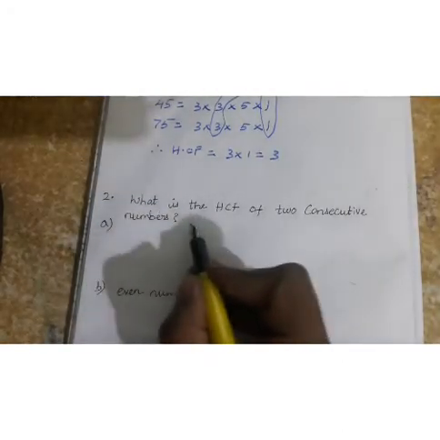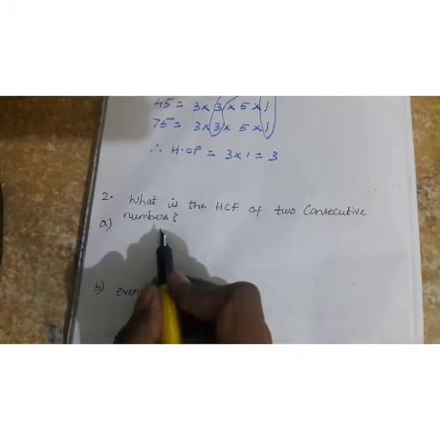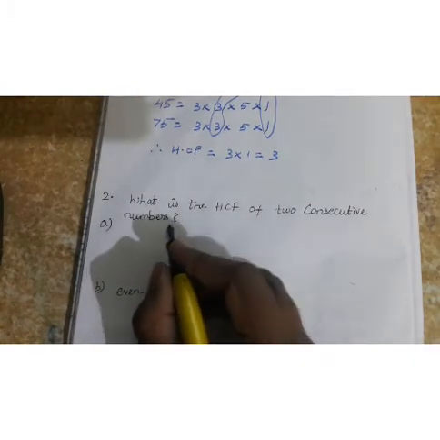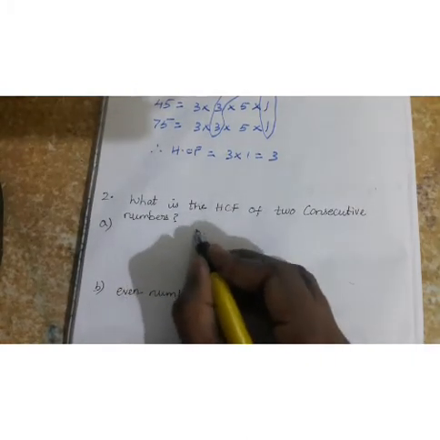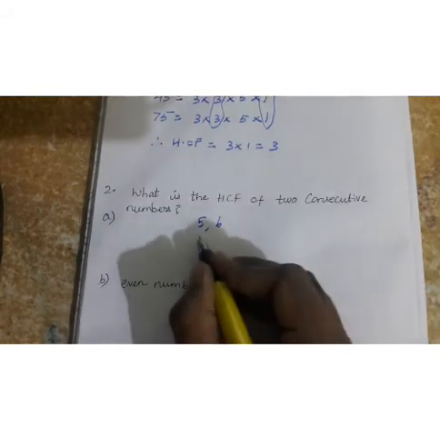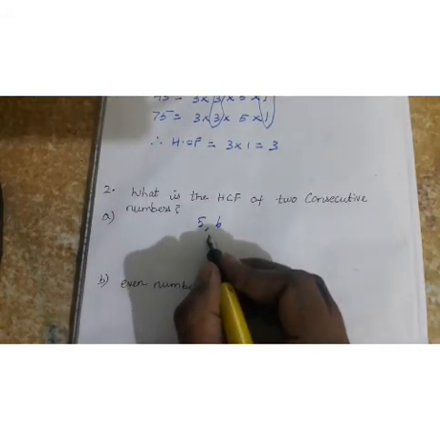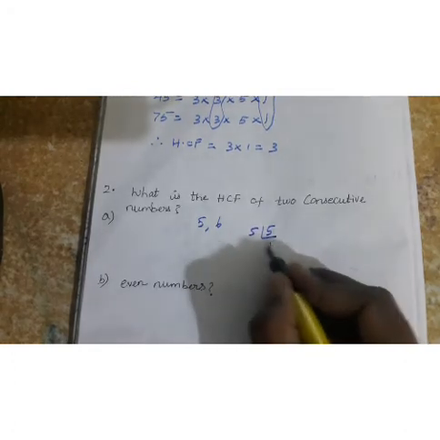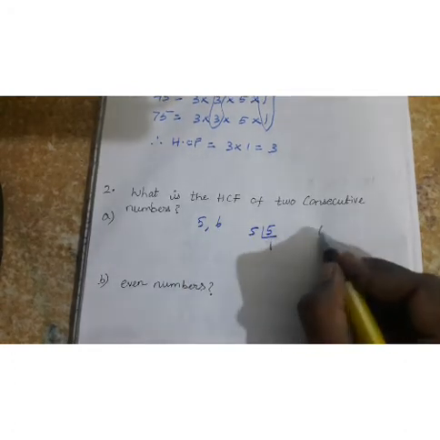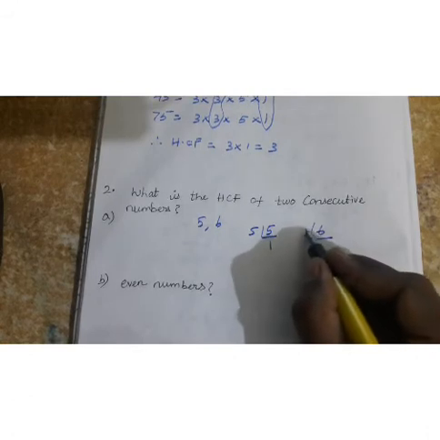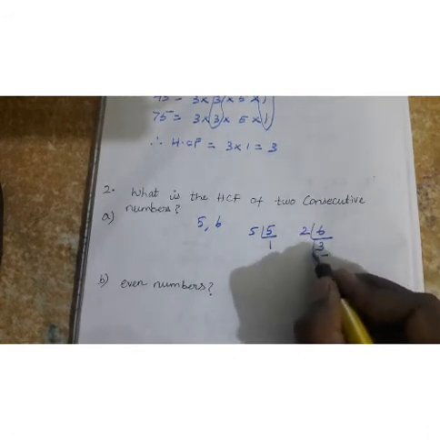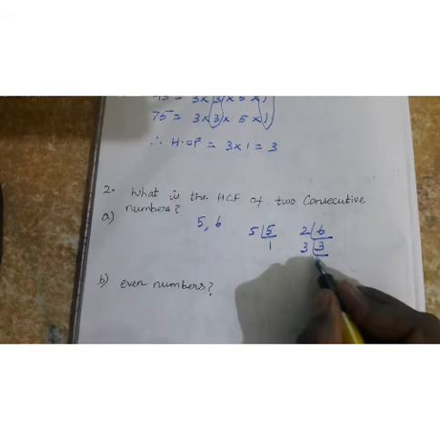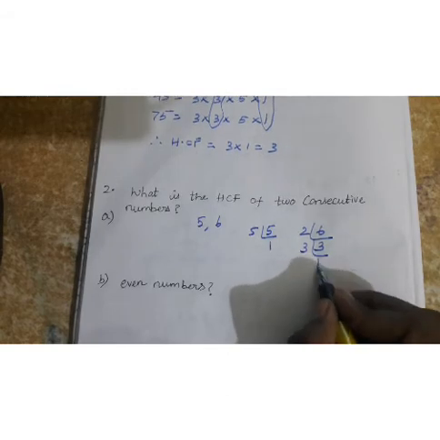Question number 2. What is the HCF of two consecutive numbers? Let the two consecutive numbers be 5 and 6. Find the prime factors of 5 and 6. So 5 divided by 5 gives 1. 6 divided by 2 gives 3. 3 is the prime number which divides by itself. 3 divided by 3 gives 1.